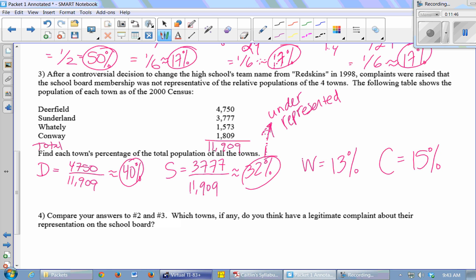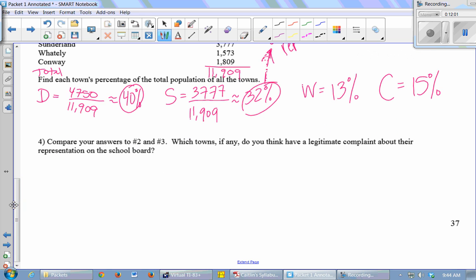Anything to complain about? Nope, they have more power than their population dictates. Same thing with Conway. They have a little more power than their population would dictate. So really, Sunderland is the town with something to complain about. Sunderland's the only town whose population is larger, and it is significantly larger than the percentage of power it controls.